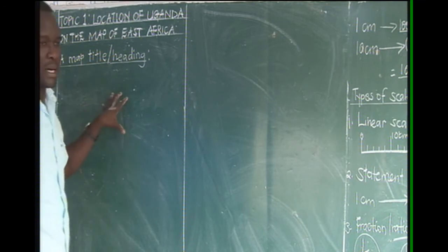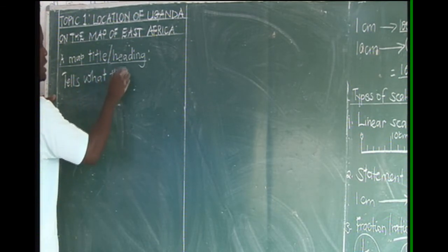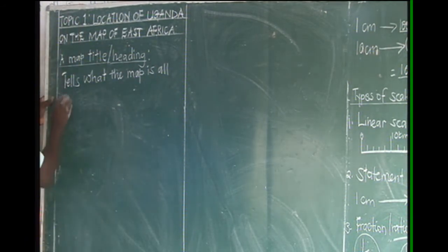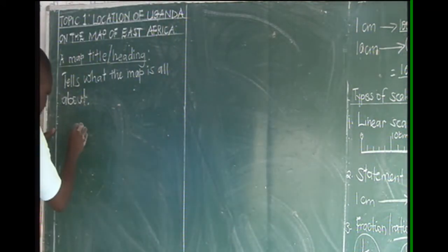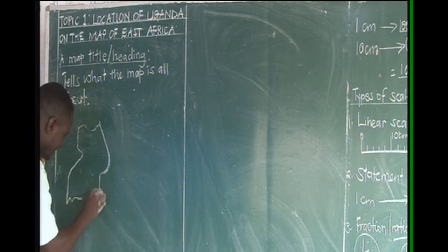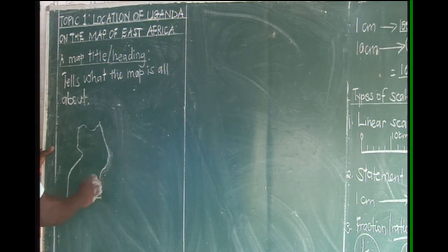is the element of a map that tells what the map is all about. Remember we said these elements help a map reader to understand a given map with ease. Now if a map has been drawn, for example, if we are drawing the map of Uganda and you will find that there is no heading given, it becomes very difficult for one to understand what this is about.